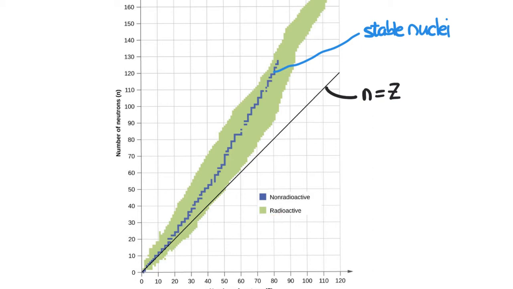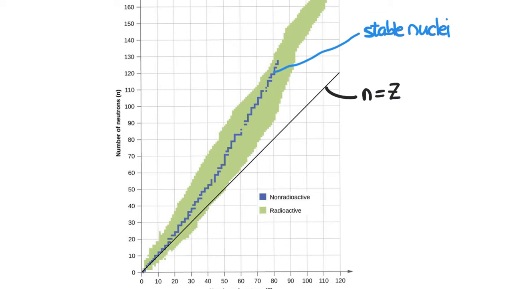Now this straight line here, which is at 45 degrees from the horizontal and the vertical axis, would be like a y equals x graph. This is where the number of neutrons equals the number of protons. And we'll see that with the very light nuclei, the band of stability lies on this N equals Z, which means that in these nuclei, the number of neutrons and the number of protons is the same.